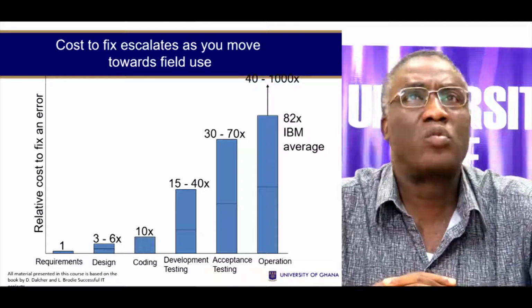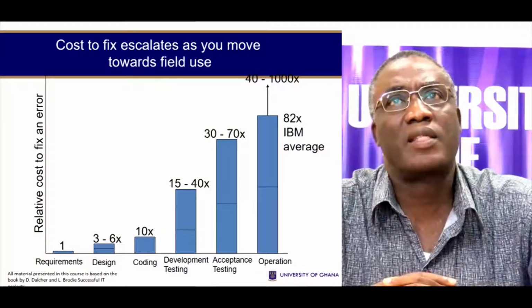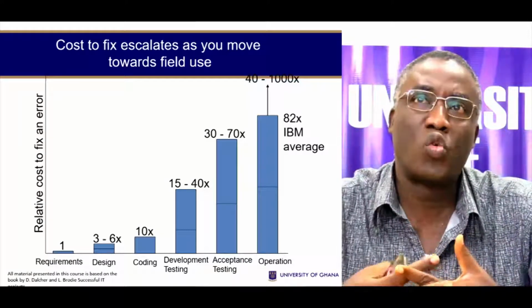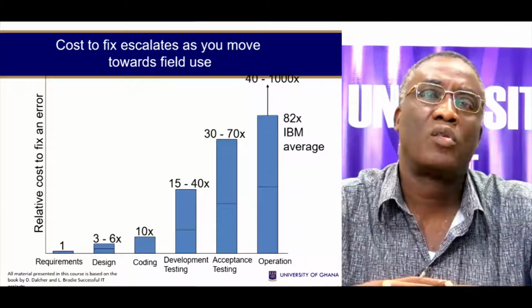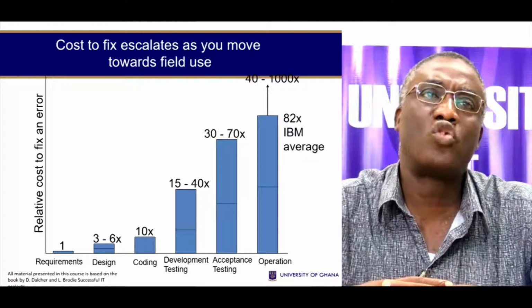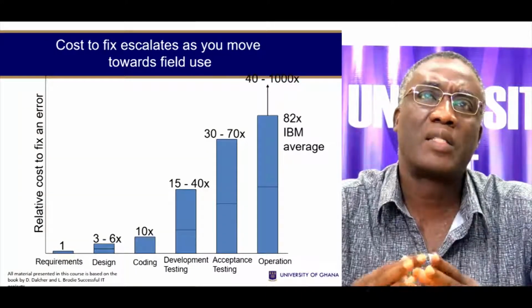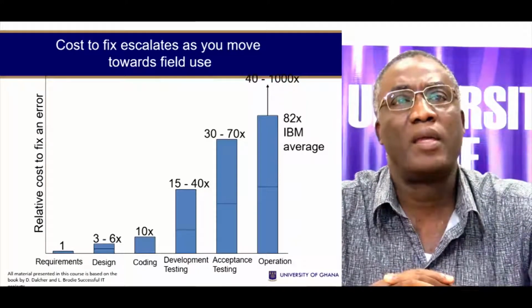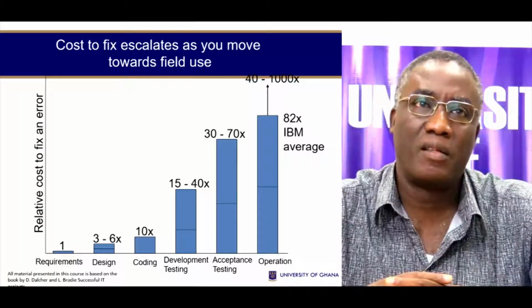Now, the cost to fix something escalates as you move towards field use or operational use. So the diagram you have here shows you how much the cost escalates depending upon where you find the error.